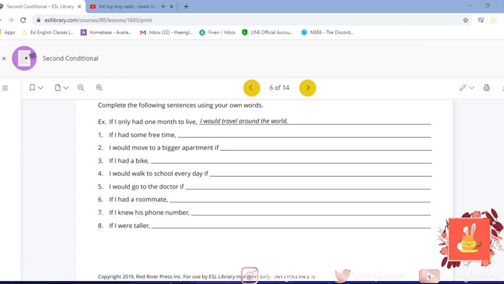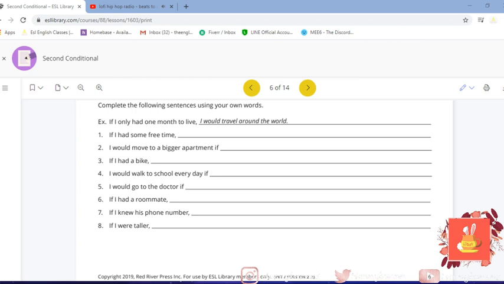Makana, I would spend it. Okay, if I had some free time, I would spend it doing nothing. 2, I would move to a bigger apartment if I had more money. 3, if I had a bike, I would sell it. 4, I would walk to school every day if I lived near the school. 5, I would go to the doctor if I were sick.